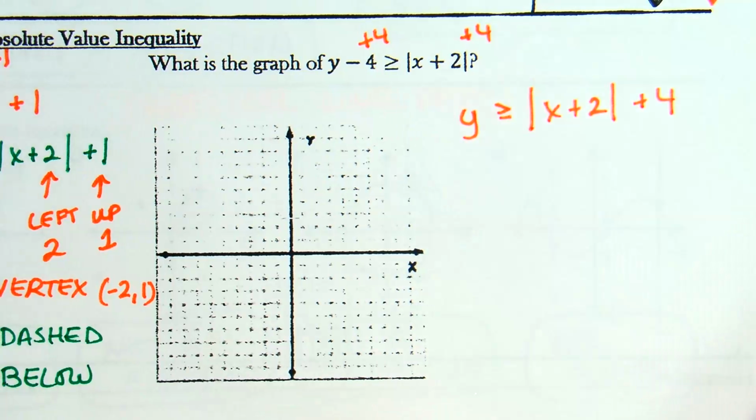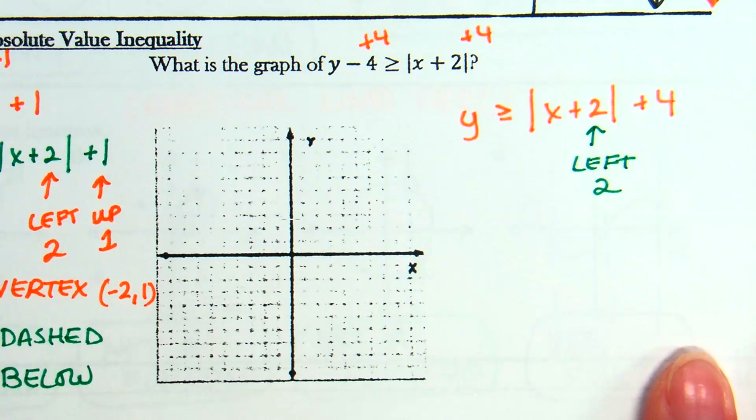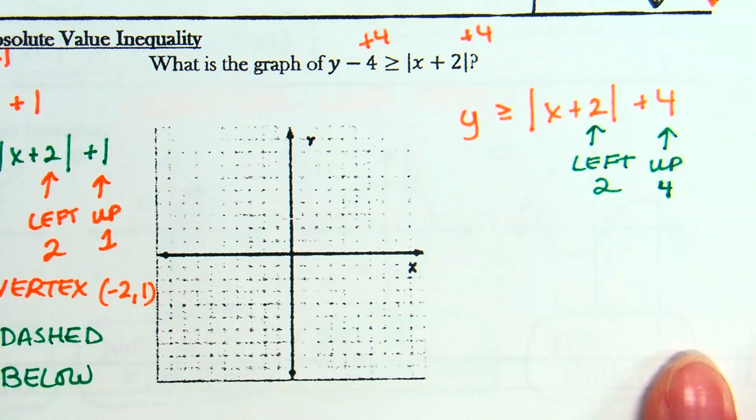We know the shape of this graph is going to be a V. Where's my V going? You're going to go left 2, up 4. Left 2, because it's a plus 2 inside the absolute value, so we're going to go left 2. The number at the end tells me up or down, so I'm going to go up 4. It's going to be a solid line.